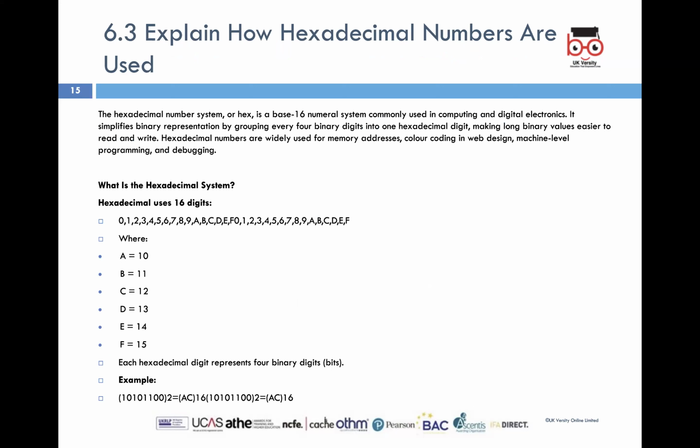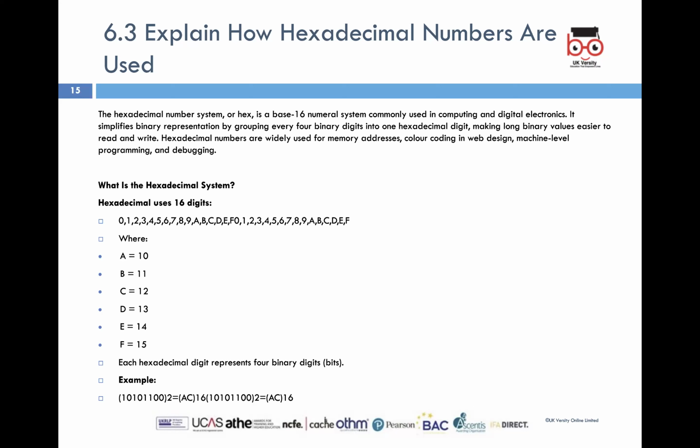The hexadecimal system, or hex, is a base 16 numeral system commonly used in computing and digital electronics. It simplifies binary representation by grouping every four binary digits into one hexadecimal digit, making long binary values easier to read and write. Hexadecimal numbers are widely used for memory addresses, color coding in web design, machine level programming, and debugging.